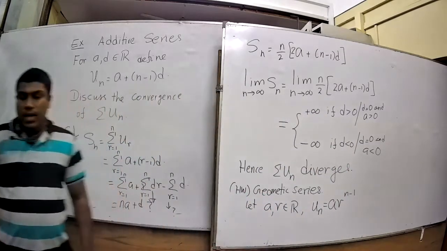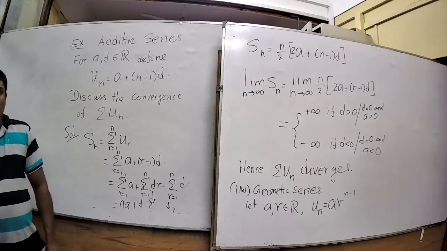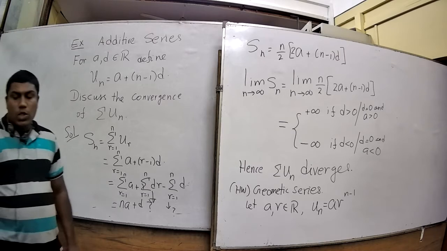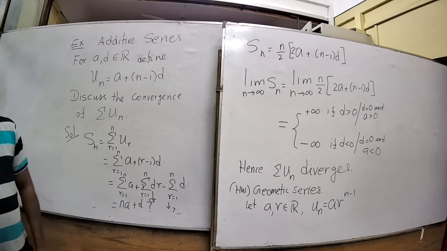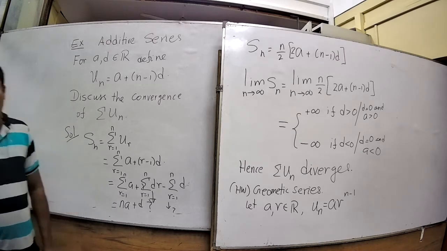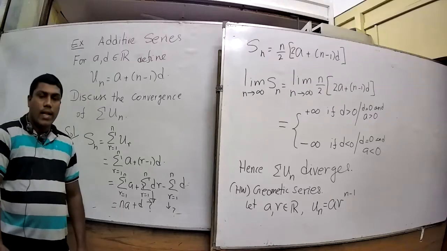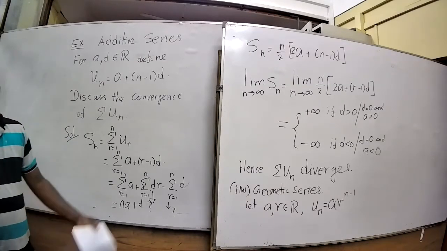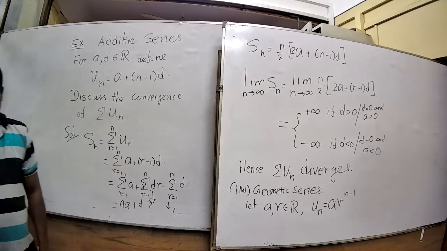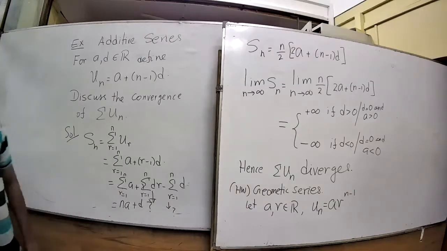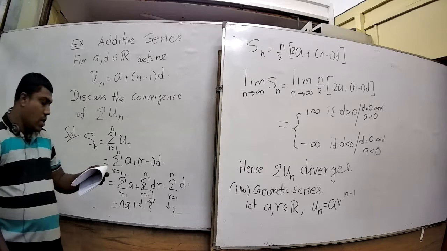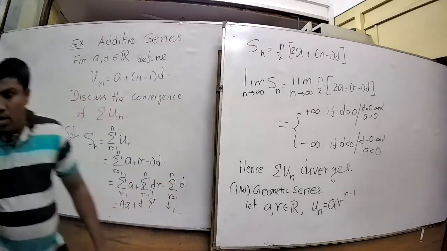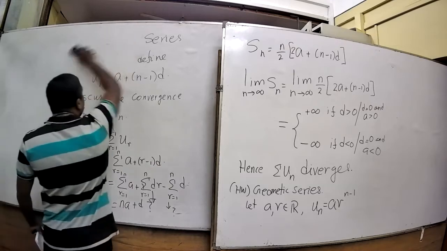So this is the geometric series a r to the power n minus 1. If a is 1 and r is 2, then the series will be 1, 2, 4, 8, 16, like that. If a is 5 and r is 2, then 5, 10, 20, and so on. So that's called a geometric series. Let me write it up here.